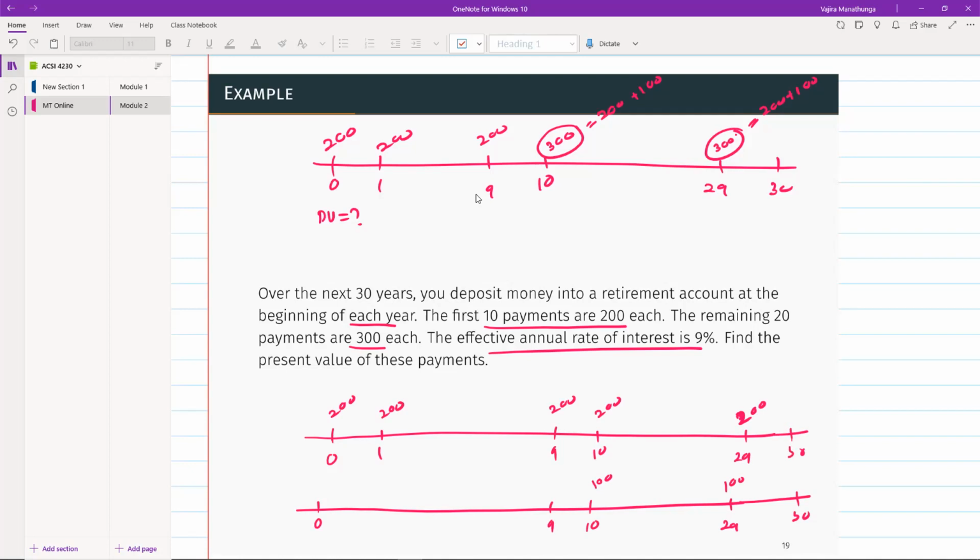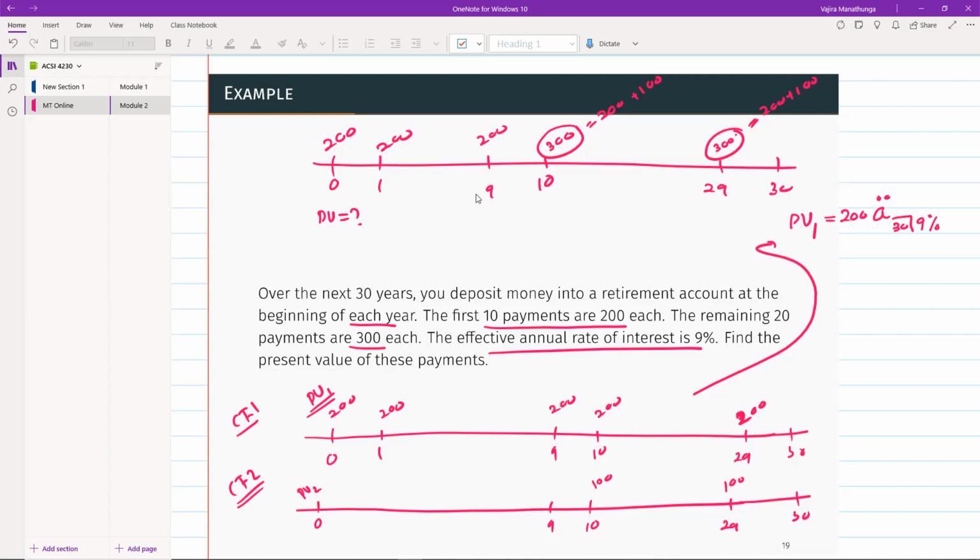Like that. So let's first find the present value of cash flow 1. I'm going to find the present value at time 0 for cash flow sequence 1 and for cash flow sequence 2. If I use the formula, the first one is 200, annuity due, so a double dot, and how many are there? There are 30. What's the rate? Rate is 9%. That's the formula you can use.